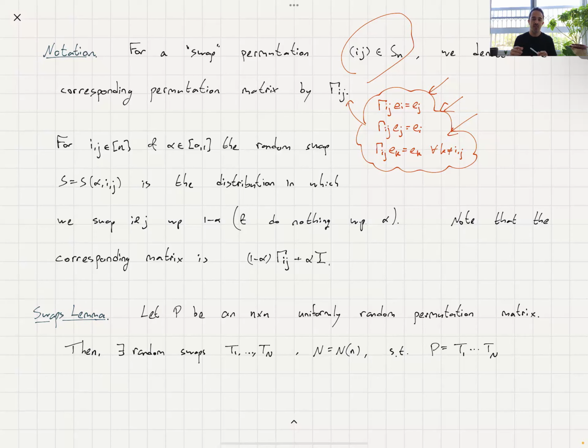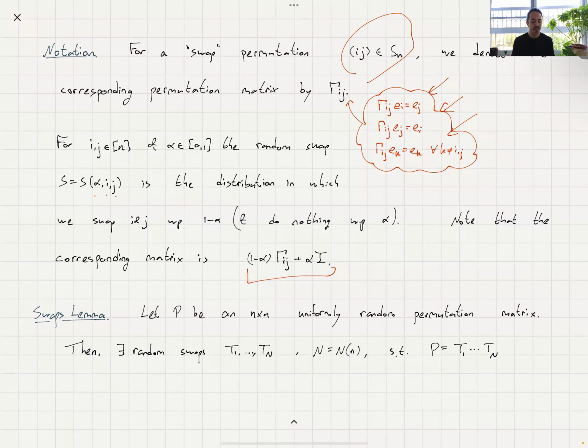We are going to consider random swaps, namely, given i, j, and alpha, we are going to consider a distribution which with probability alpha will do nothing, but with probability 1 minus alpha will swap i and j. And this is the corresponding matrix, right? And so the swap matrix encodes what I said.